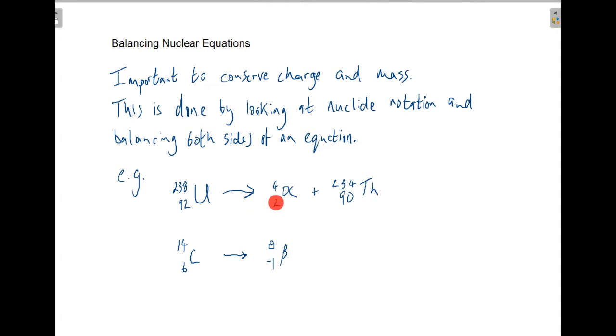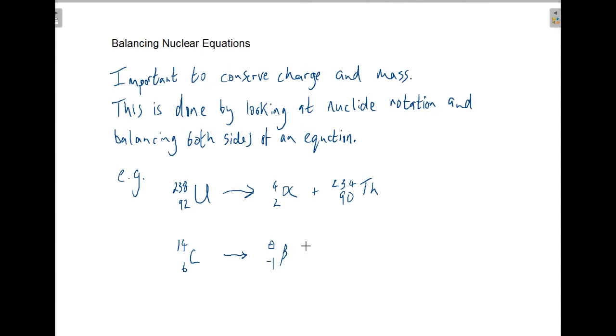Now anything with 90 protons is thorium. So we've just got numbers. Now these numbers here add to this number here. So it's just the same as balancing a mathematical equation. Uranium-238 has 238 nucleons, but when you take 4 of them out in the form of an alpha particle, that leaves 234.